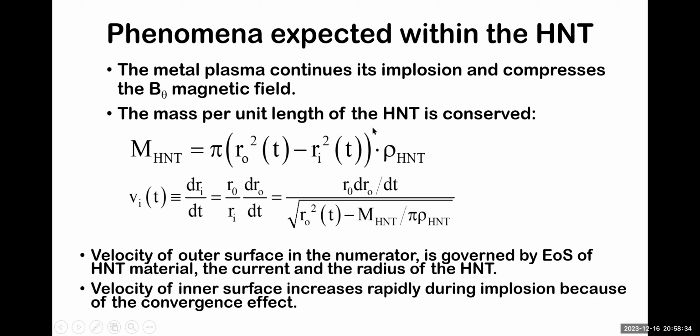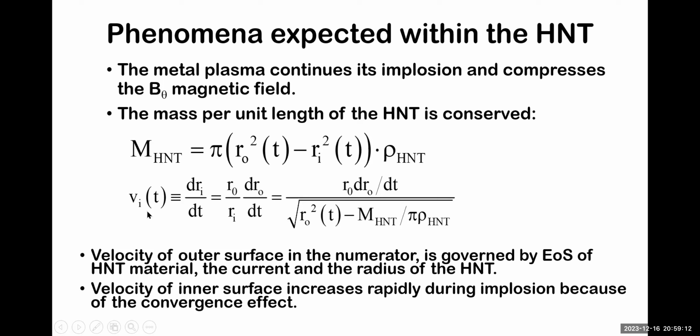The mass per unit length of the HNT is conserved during this implosion. This is just the cross-section area of the hypodermic needle tube multiplied by the mass density. So its conservation means that the velocity of the inner surface, which is the rate of change of the inner radius, varies inversely as the inner radius. This is a very well-known thing. So as the inner radius approaches the axis, the inner velocity diverges.